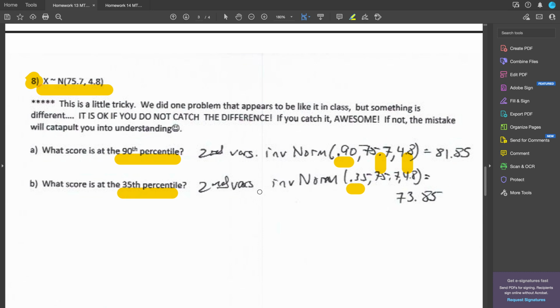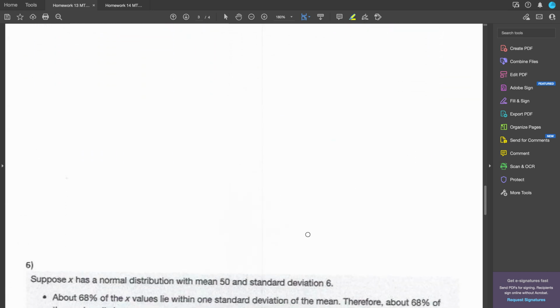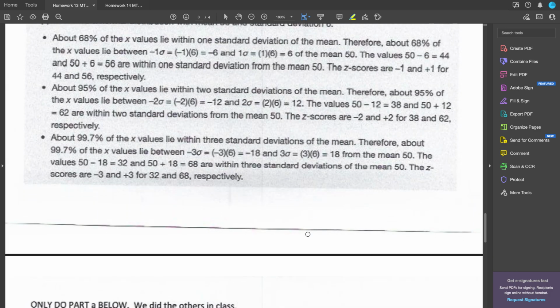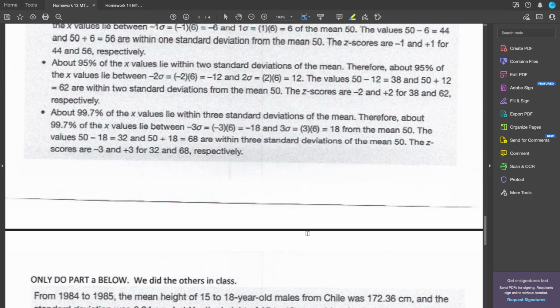For letter B, second VARS, inverse normal curve, inverse norm is abbreviated. What score is at the 35th percentile? 0.35 gives me the 35th percentile. My mean of 75.7, my standard deviation of 4.8, and I hit enter, enter, and I get 73.85. Okay, and those are all the questions from number 13.